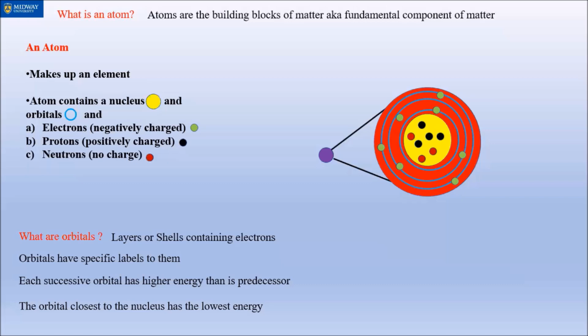Every orbital has a certain amount of energy. As you get further and further away from the nucleus, your energy is going to go up, and the closer you get to the nucleus, the energy is going to go down.